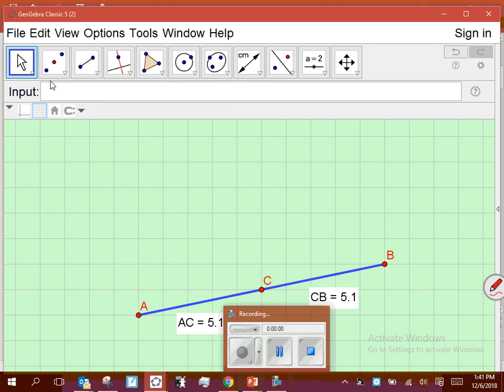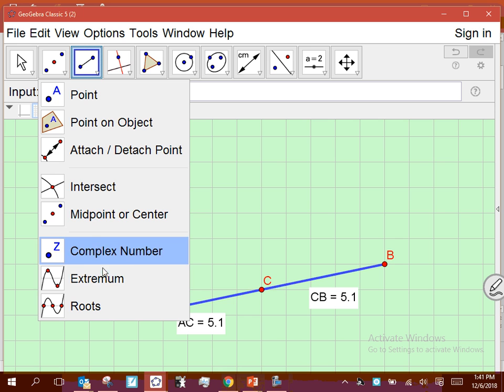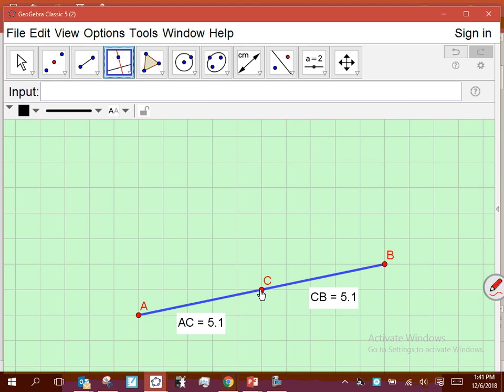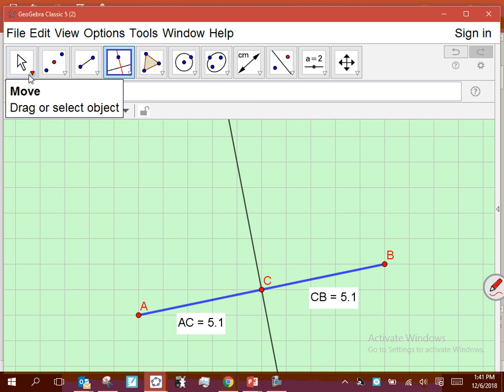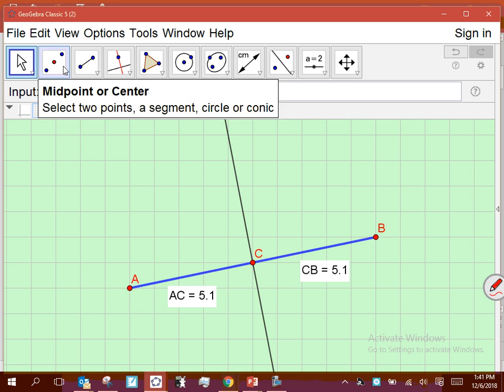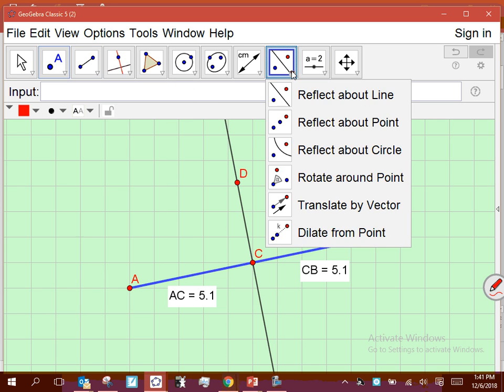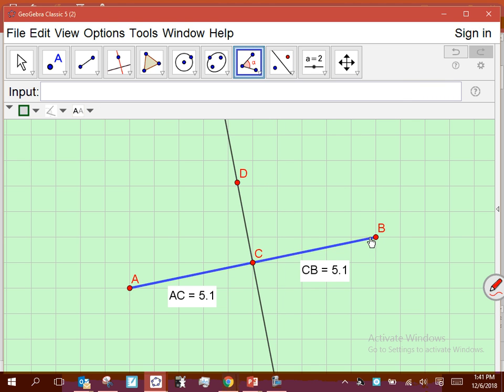Now, I need a line, a ray, or a segment that is perpendicular to that blue one. So let's just do this. So that black line is then the perpendicular bisector. And to convince us of that with angle measurements, we can look at B to C to D, and that's the right angle, right? Now, any portion of that line, as long as it passes through C, is also considered a perpendicular bisector.